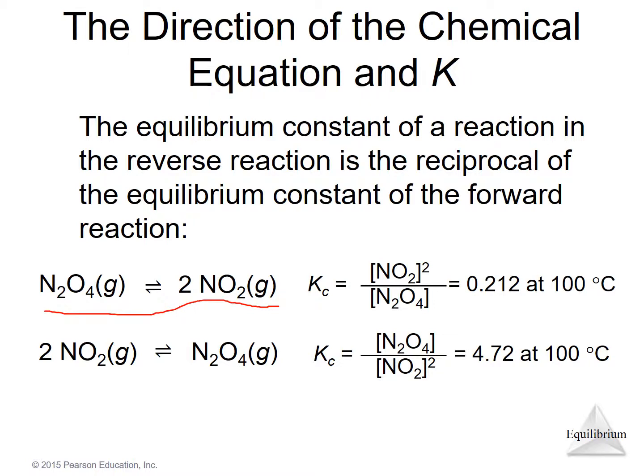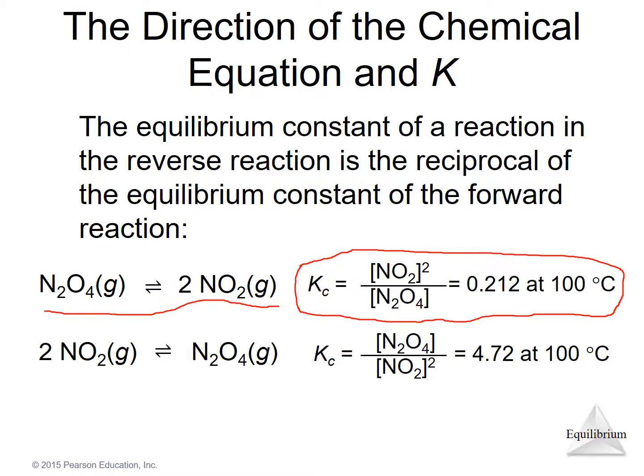It can go from the left to the right or from the right to the left. Now, when we write it this way, the K is NO2 squared over N2O4, the definition given here. And that has a particular value, 0.212 at 100 degrees C. So 0.212 is less than 1, not greatly less than 1, but less than 1, which means that the reactants are more or less favored.